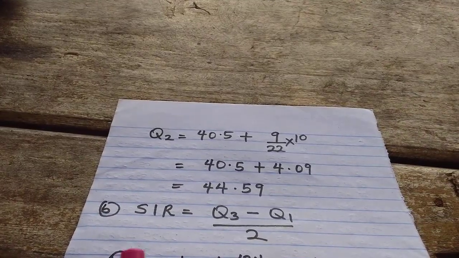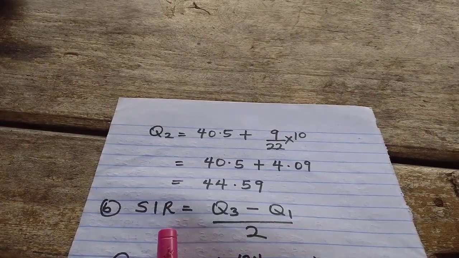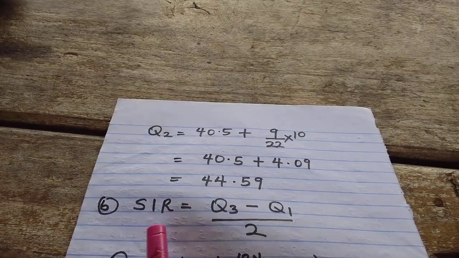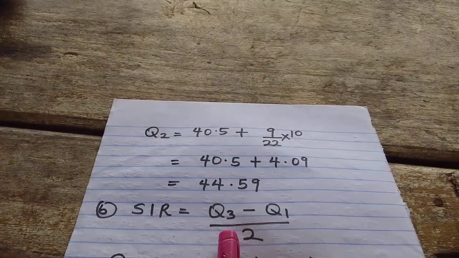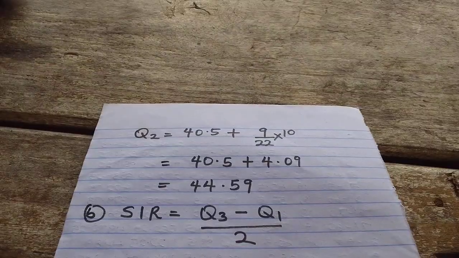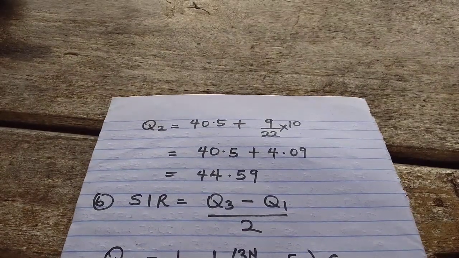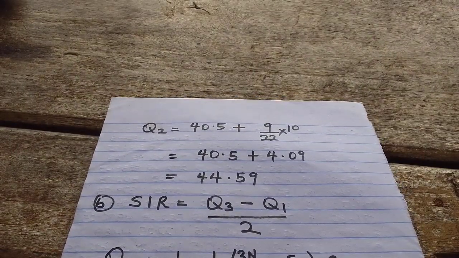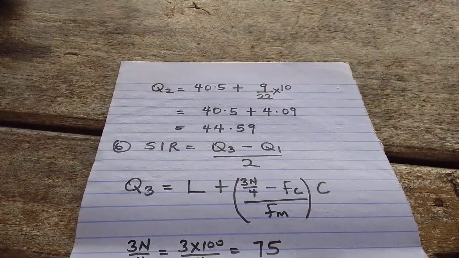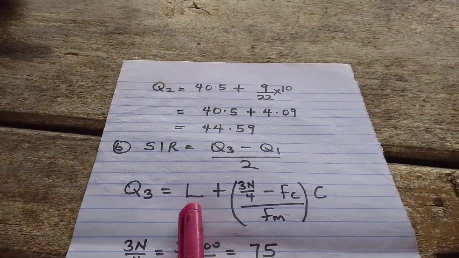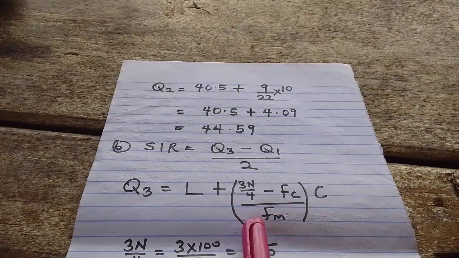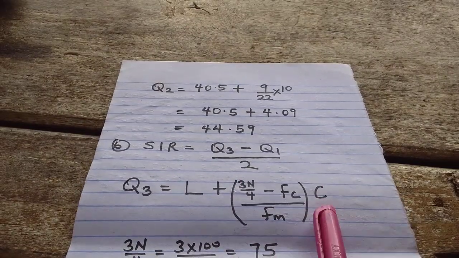Secondly, the B part of the question says you look for the semi-interquartile range. The semi-interquartile range is equal to Q3, which is the third quartile, minus the first quartile, divided by 2. So it means we need to get the values for the third quartile and the first quartile to be able to do this. So the formula, according to what I gave you earlier, for the third quartile is L plus 3N over 4 minus FC over FM, everything multiplied by C.